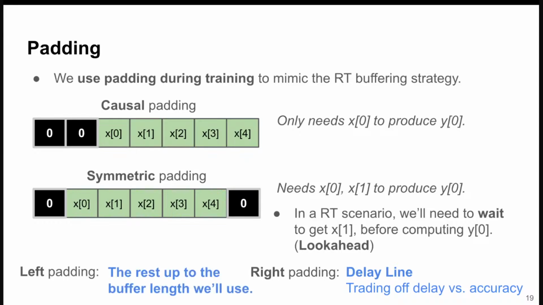And then we have left padding, which is the rest of the padding that we need to add up to the buffer length that we are going to use. In the case of a kernel size of 3, as we said, we need 2 padding time steps. We can add them in a causal way, or we can add them in a symmetric way. That's good.